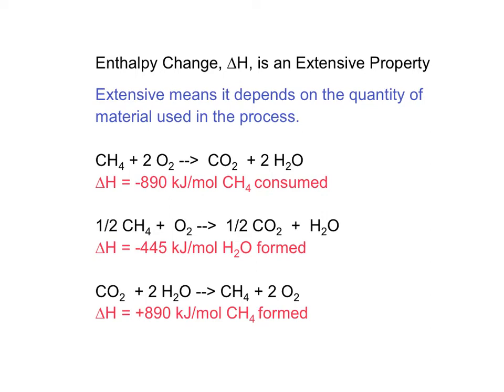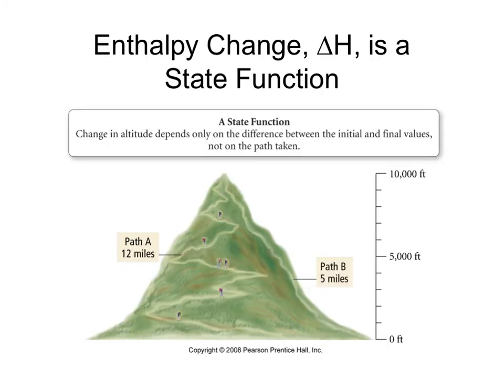Also, you can take the first reaction and reverse it. So you have CO2 plus 2 waters forming methane plus 2 O2. And what happens here, there's still 890 kilojoules, but you had negative before, heat's given off. If you reverse the reaction, it's going to be positive because heat's absorbed by the CO2 and water to go back to form methane and oxygen. All right, so there's that. That's one property of enthalpy. Another property of enthalpy is that it is a state function.